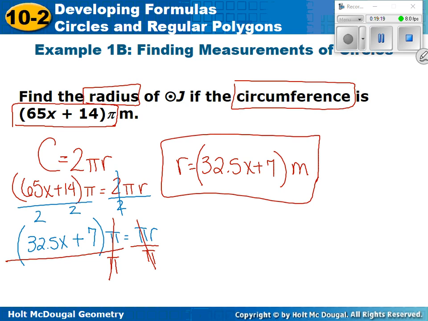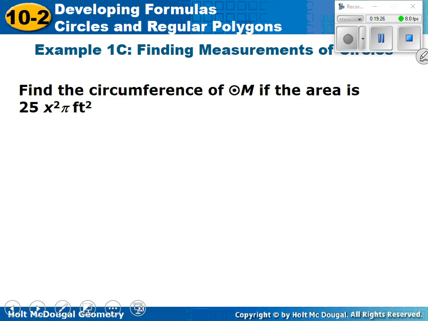Questions on that one? Okay. Moving on to the next one. Find the circumference of circle M if the area is given. So what do we want to start with? What formula?